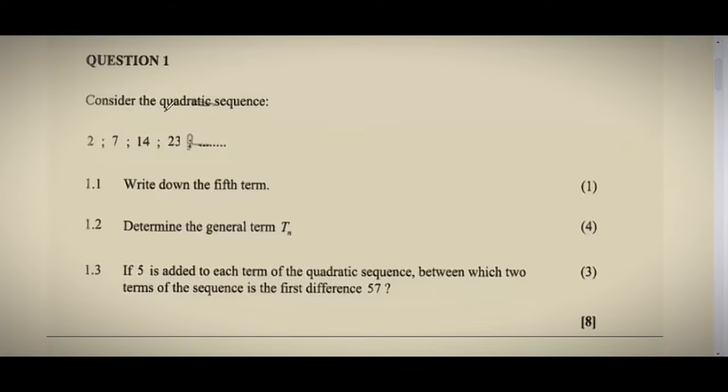So we have: consider the quadratic sequence. We are given 2, 7, 14, and then 23. Then our first question here, 1.1, says write down the fifth term.